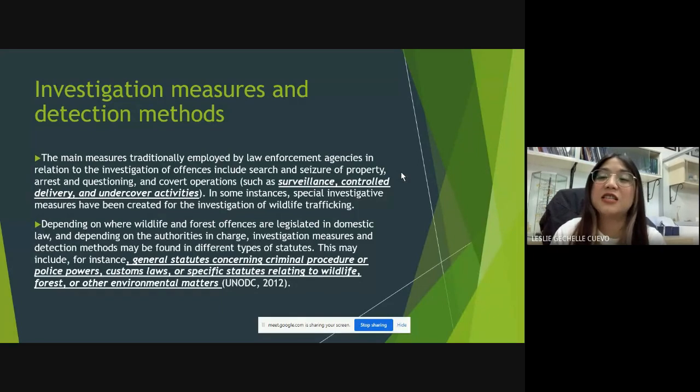In some instances, special investigative measures have been created for the investigation of wildlife trafficking. Depending on where wildlife and forest offenses are legislated in domestic law, and depending on the authorities in charge, investigation measures and detection methods may be found in different types of statutes. This may include, for instance, general statutes concerning criminal procedure or police powers, customs laws, or specific statutes relating to wildlife, forest, or other environmental matters according to the UNODC.